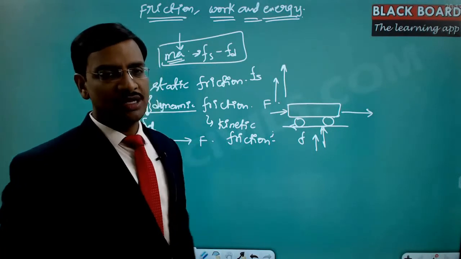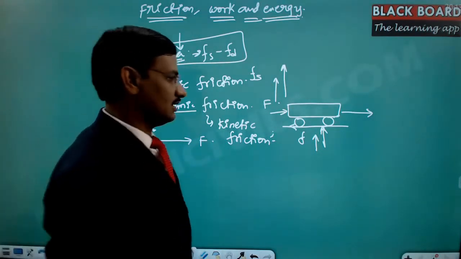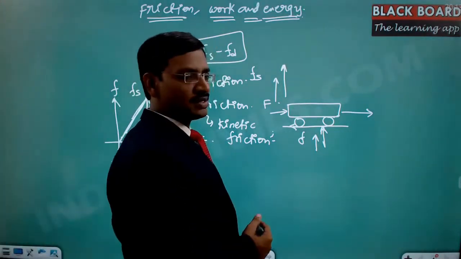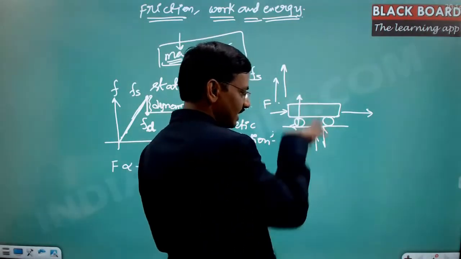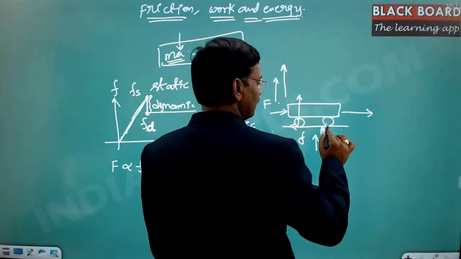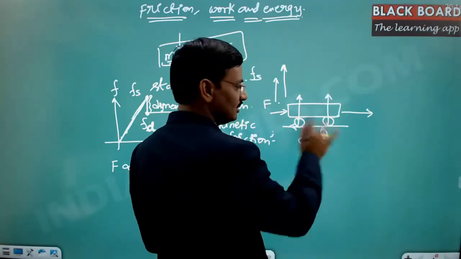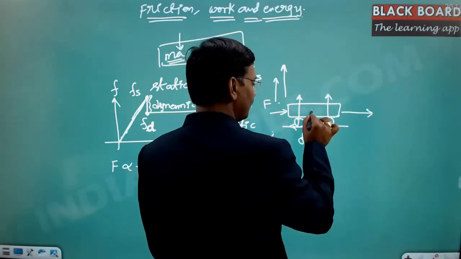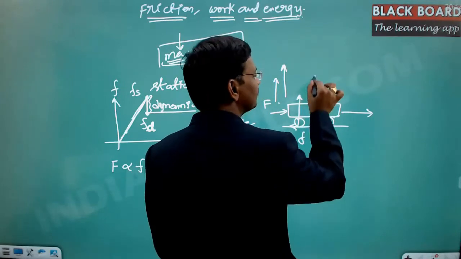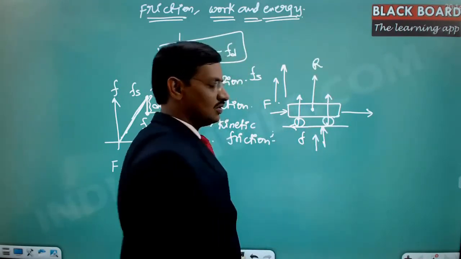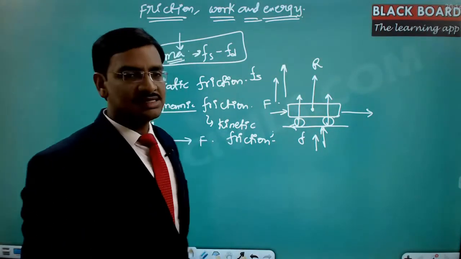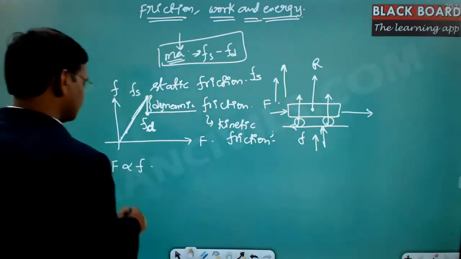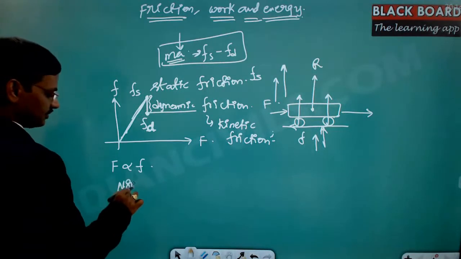One very important characteristic of the frictional force is that it is dependent on the normal reaction. The normal reaction is exactly above at this particular stage, and there is a normal reaction at this stage as well. These two together we keep at the center of mass and treat as a single force called the normal reaction, R, which is exactly above the surface. As I stated earlier, the normal reaction is always perpendicular to the surface.